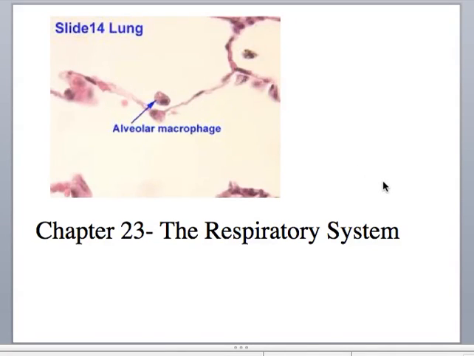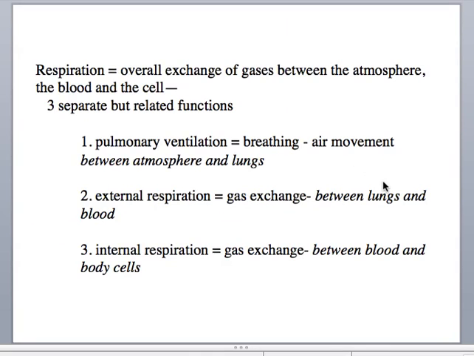The respiratory system. Let's see if I can get this to work.